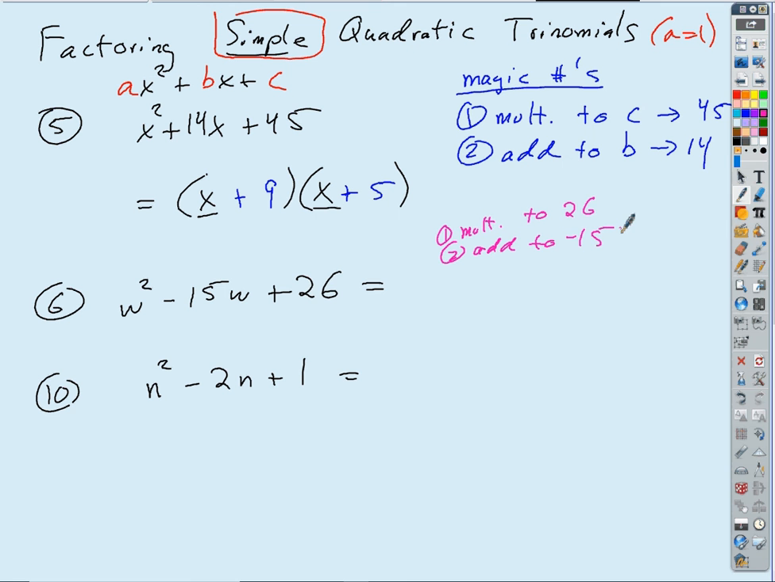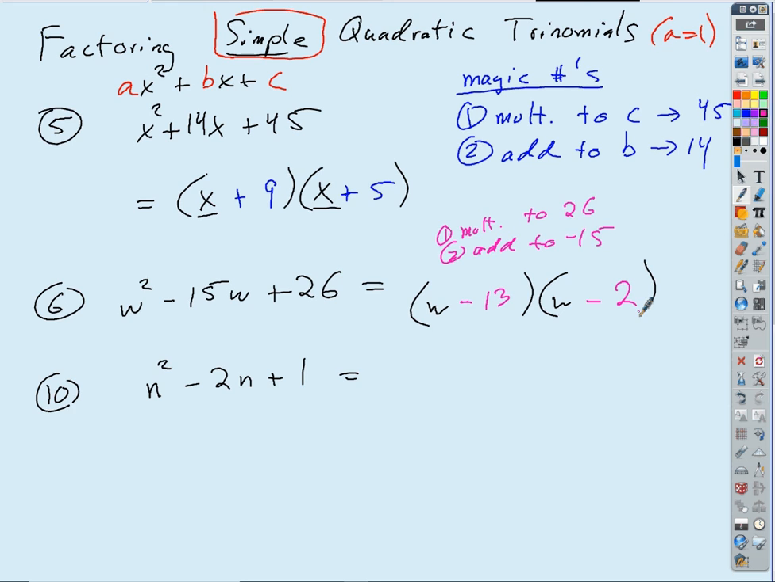Okay, so what are the signs going to be this time? I know I'm getting w's there and there, right? And now I know they're both going to be negative, because if they multiply to a positive, they have to be the same. And if they add to a negative, they'd both be negative, right? So what numbers fit the bill? What numbers multiply to 26 and add to 15? 2 and 13. Okay, good. And it's factored.